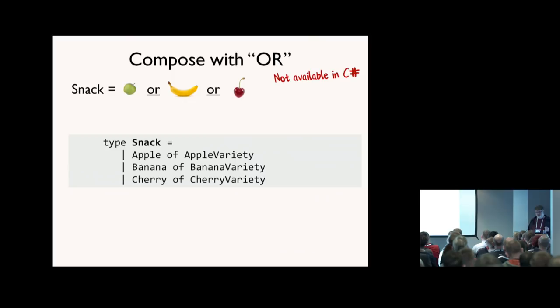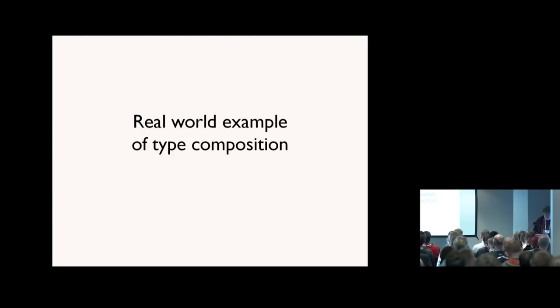This is a really, really useful type. So I call this a choice type. The technical term in F-sharp is discriminated union. You can also call them sum types, and if you're really fancy, you can call them co-products. I like to call them a choice type because from a modeling point of view, that's what I think of them. They're a choice between these three things. So let's look at a real-world example of composition.